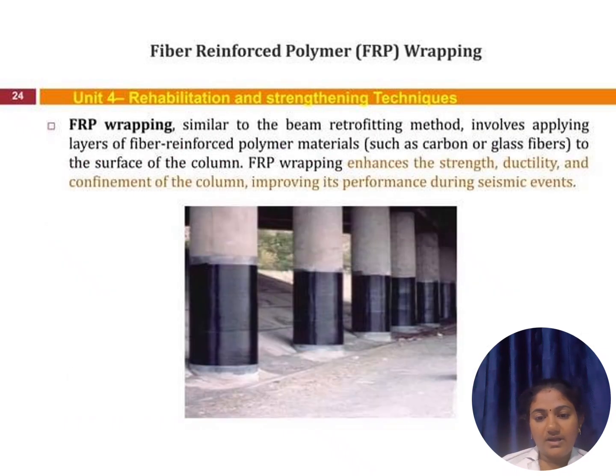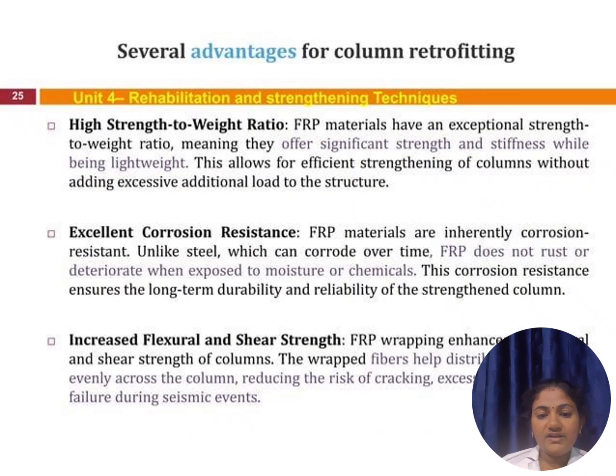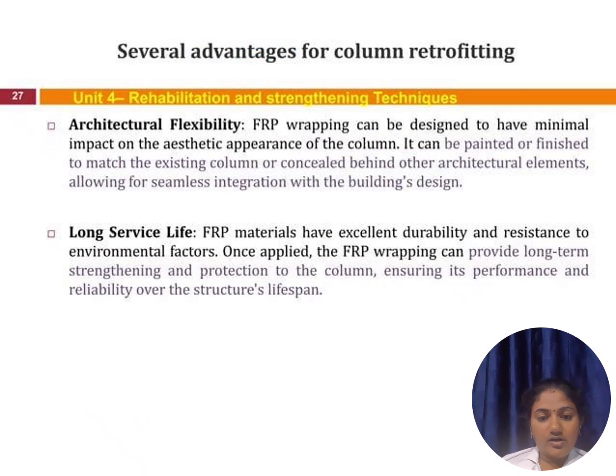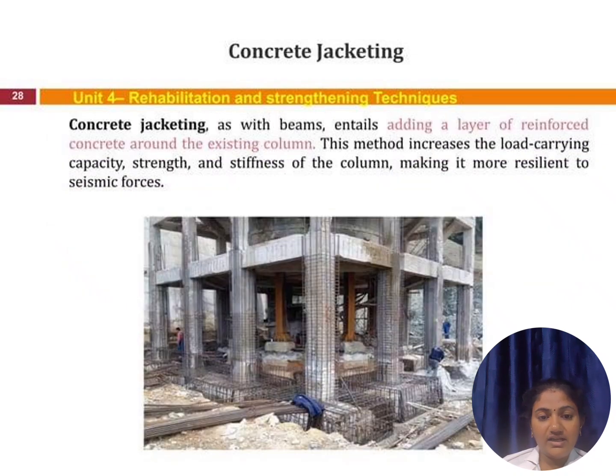And FRP wrapping. In this image, the FRP wrapping is done. It is similar to the beam retrofitting, here done for a column, and it enhances strength, ductility, and improves performance during seismic events. And advantages are high strength to weight ratio, excellent corrosion resistance, and increased flexural and shear strength. And it provides a long service life.